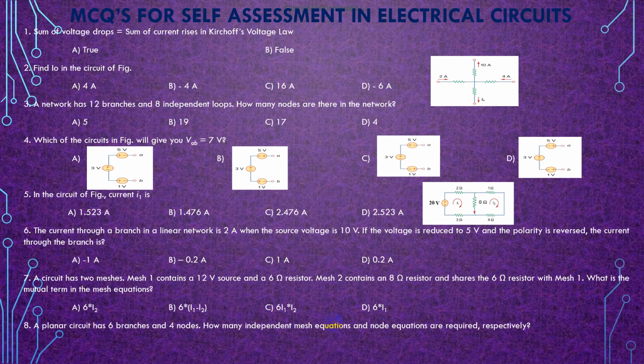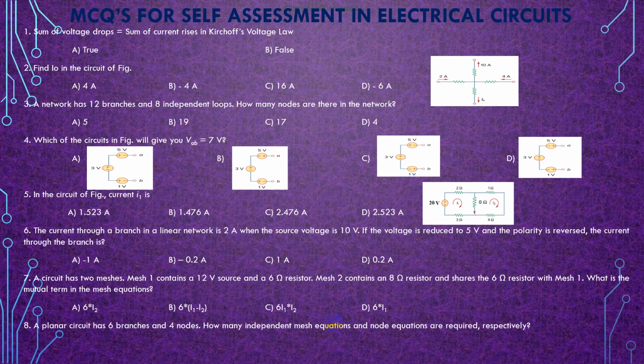If a planar circuit has 6 branches and 4 nodes, how many independent mesh equations and node equations are required respectively? I told you mesh equations means number of loops equal to number of meshes, and node equations will be nodes minus 1. One reference node we have to leave. If you have 3 nodes, then how many node equations will come? Only 2, because one is the reference node.